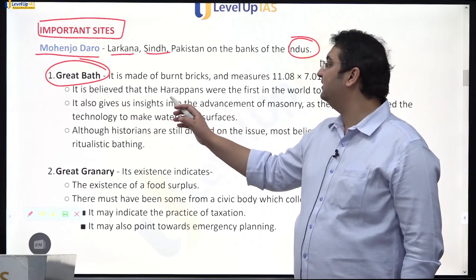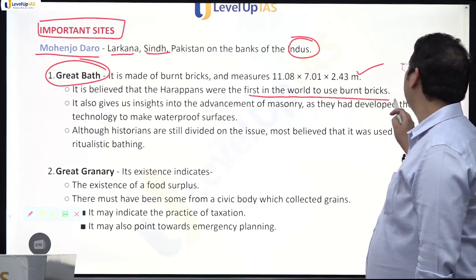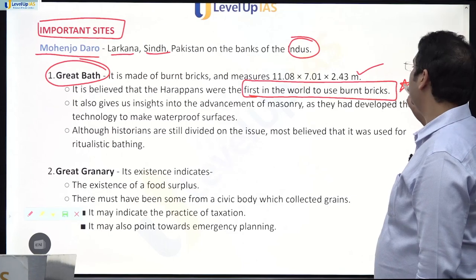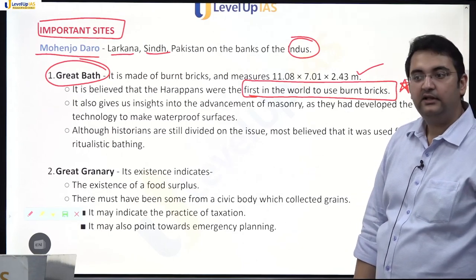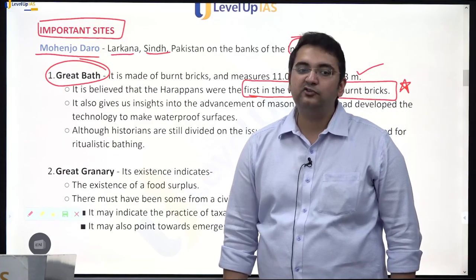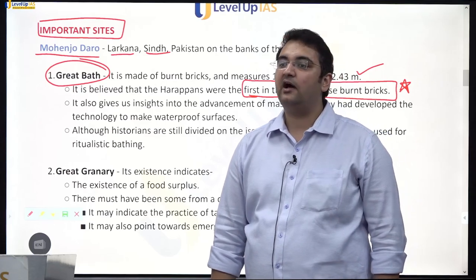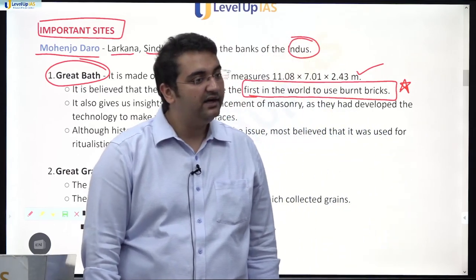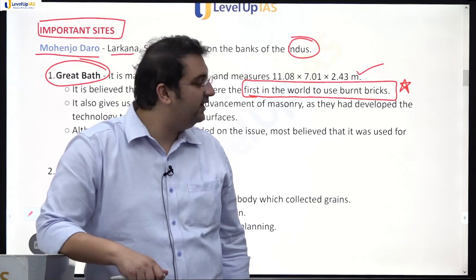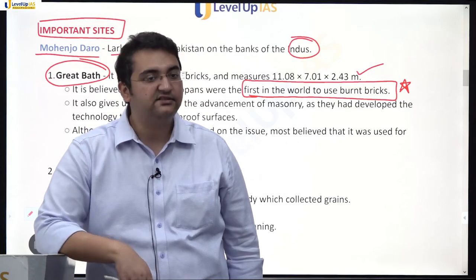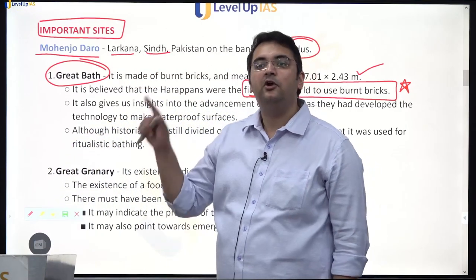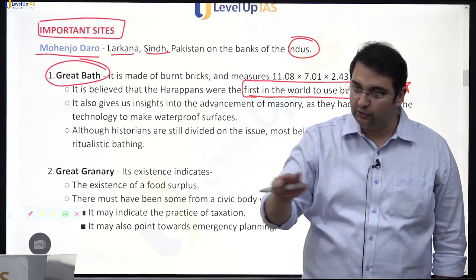It is believed that the Harappans were the first in the world to use burnt bricks. So this is an information of extreme importance, that Harappans were the first to use burnt bricks, and not only that, they did not use burnt bricks only for making the residential houses of the ruling class or public buildings. Rather, even the homes of the ordinary Harappans were made using burnt bricks. Even the roads and streets were paved using burnt bricks. So they were the only contemporary civilization to use burnt bricks on an almost universal scale.